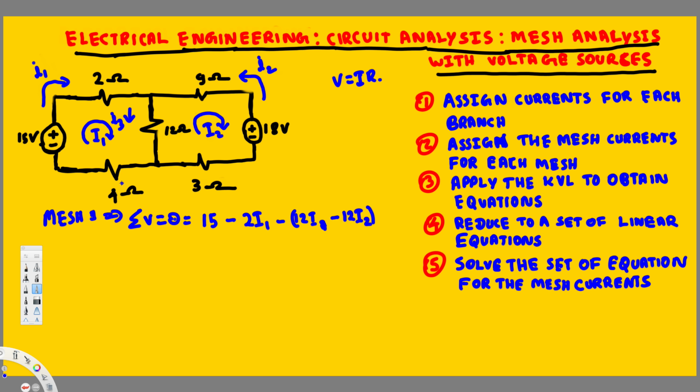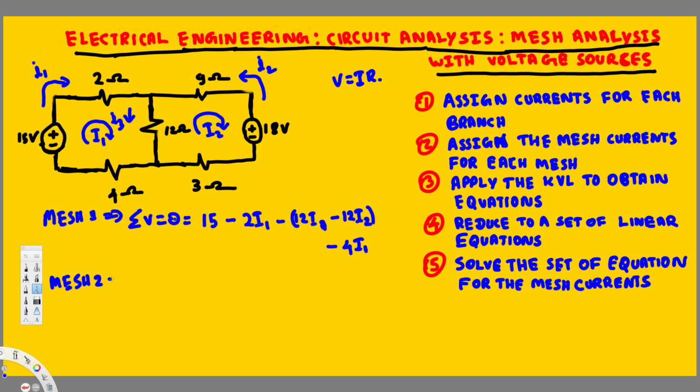And finally we have a 4, and that's going to be negative 4 I1. If you don't have any voltage source and you only have the ohm, you can put negative, because we always assume it goes along the path, so it's going to be negative. That's why I put negative 2 I1, negative 4 I1. So this is easy to put, right? Now let's look at mesh 2.